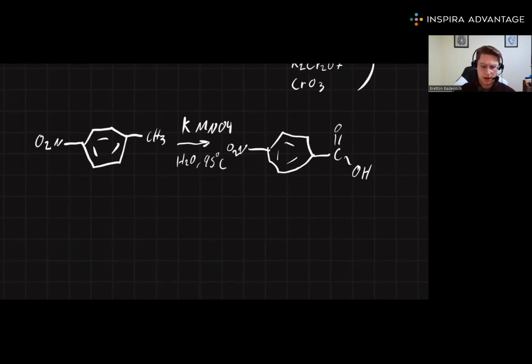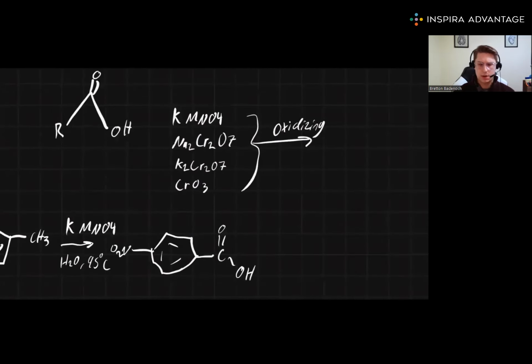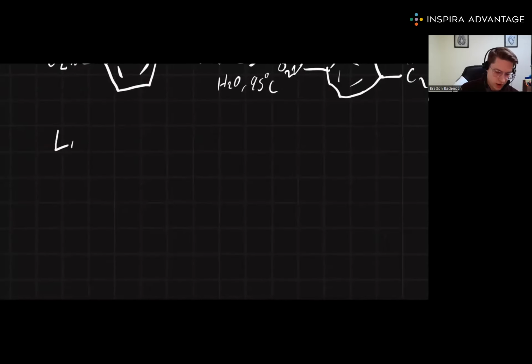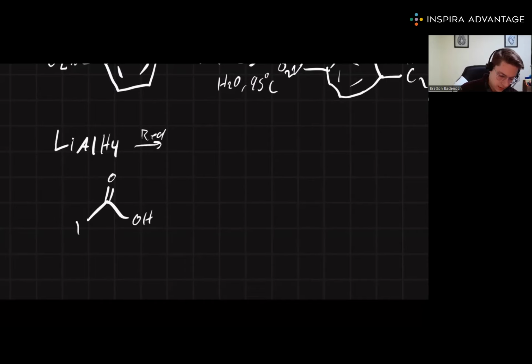So we started off by talking about our oxidizing agents. I want to now introduce you to one of the most important reducing agents, lithium aluminum hydride. This will take a carboxylic acid and reduce it down to an alcohol. Let's look at how it does this. We're going to start with our carboxylic acid, just an R group, can be anything. We'll hit it with our lithium aluminum hydride.